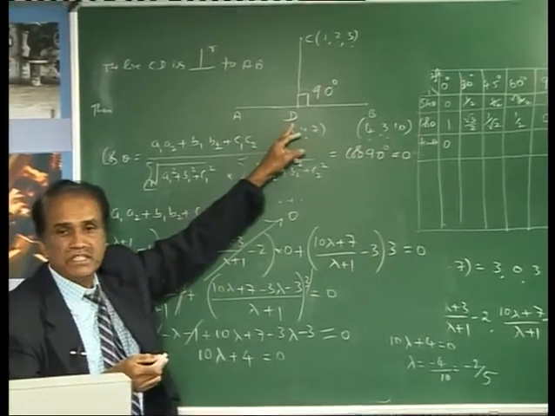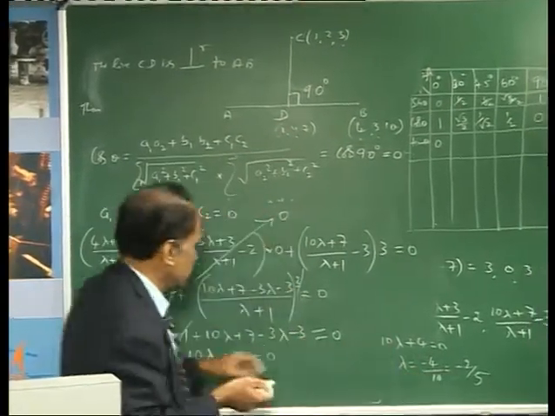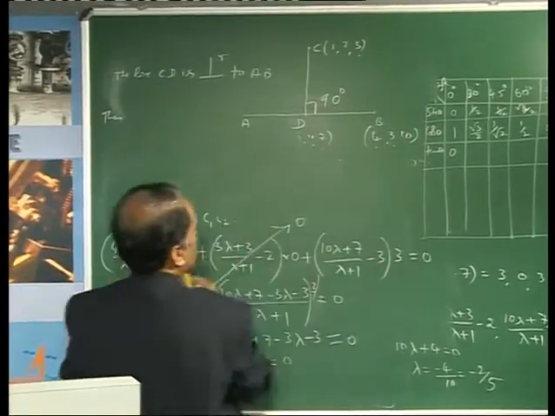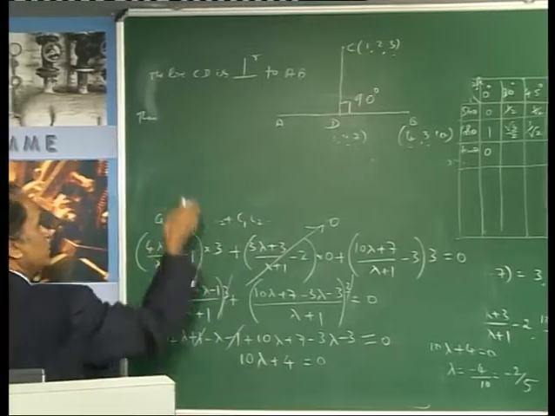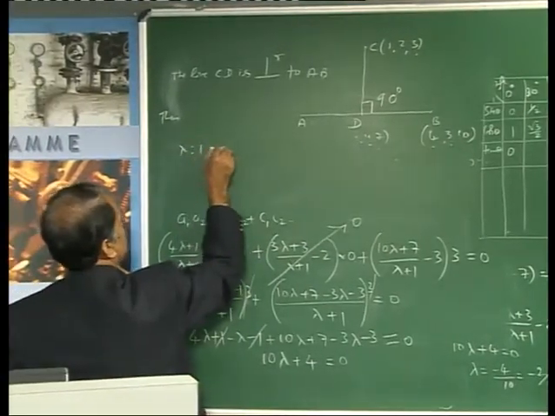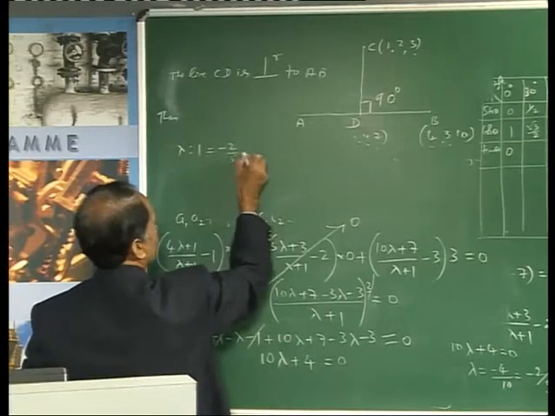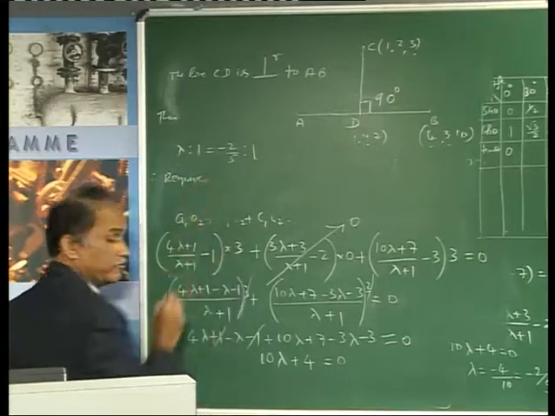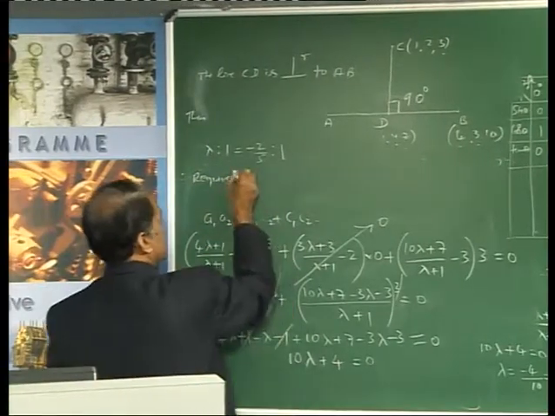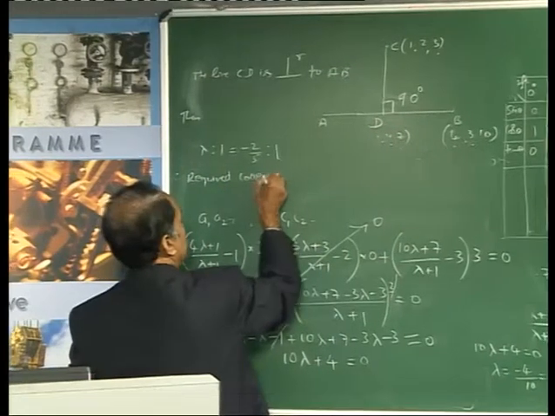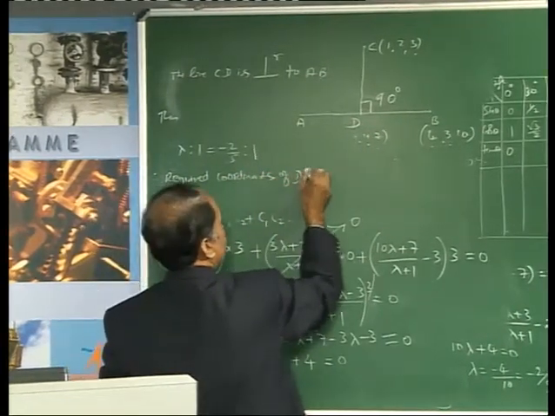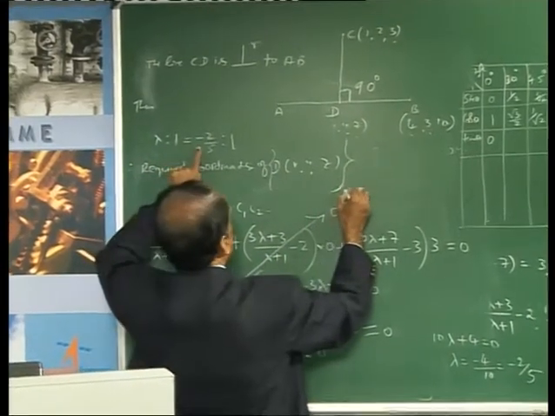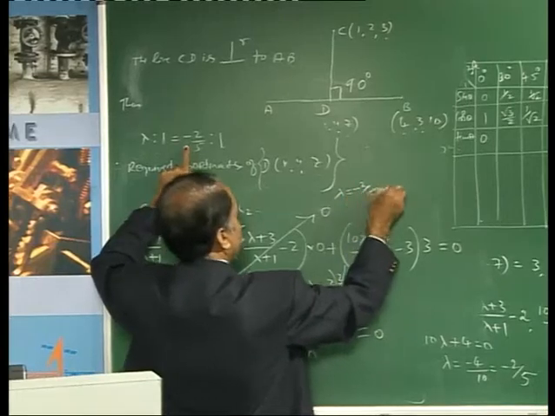Therefore, the point D divides in the ratio lambda is to 1, which means minus 2 by 5 is to 1. So, that is the ratio you are getting. Now, according to the section formula, substitute that value and then get the coordinates. Therefore, required coordinates of the foot of the perpendicular, required coordinates of D, x comma y comma z, at this point lambda is equal to minus 2 by 5.